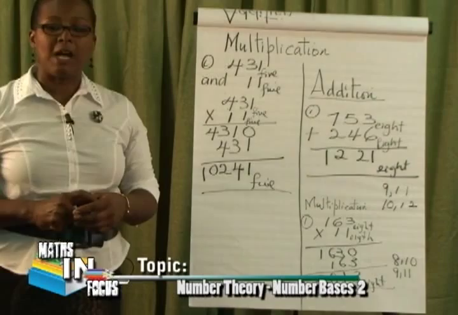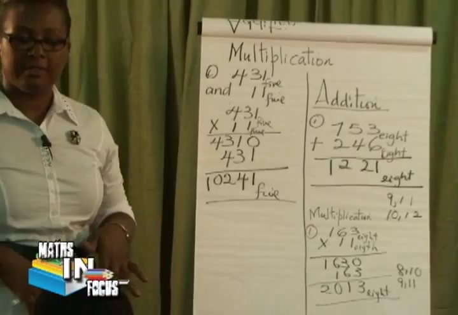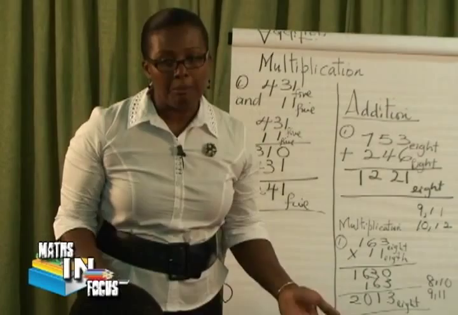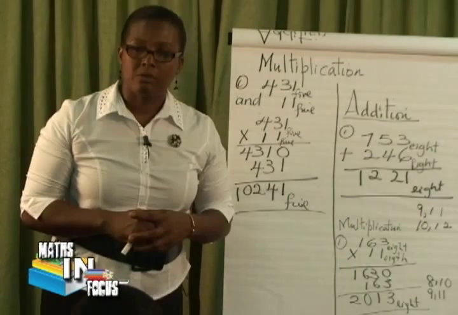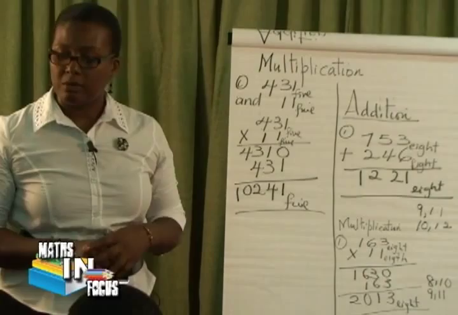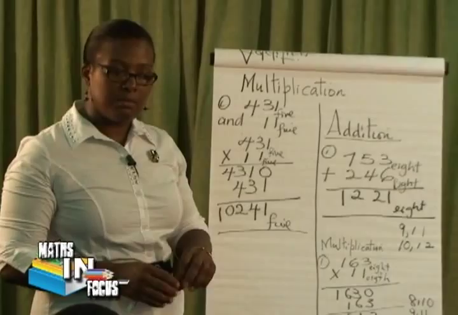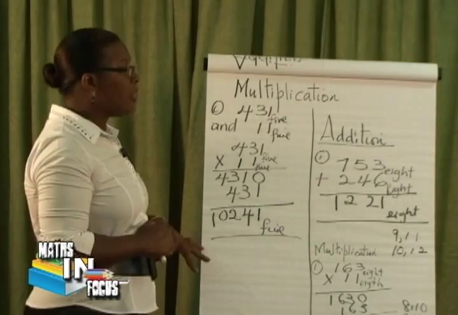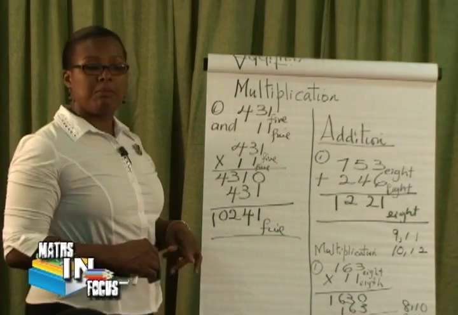Now let us recap what we did this afternoon. We looked at the base 5 system and the base 8 system, and we compared the two when we started. We identified numbers and we wanted to know which one was larger. So we said we must first change them to the base 10 system, where they would both be in the same system, and then we can compare their values. We change from base 5 to base 10, base 8 to base 10, and then we also change numbers from base 10 to base 5 and to base 8. We also perform the operations of addition and multiplication in base 5 and base 8.